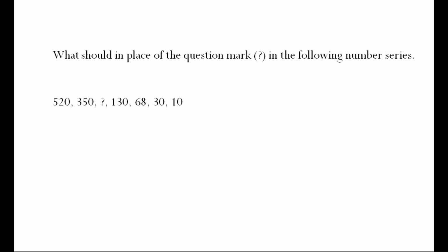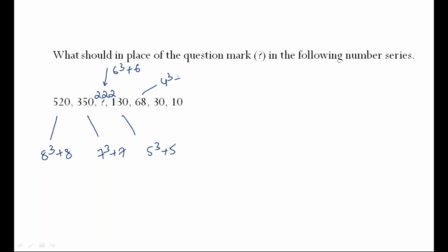Again, ending with more number of zeros, is it? This is 8 cube plus 8, 7 cube plus 7. Here we'll get triple 2, a fancy number like triple R, right? 6 cube plus 6, 5 cube plus 5, is it? 4 cube plus 4, and here 3 cube plus 3, and this is 2 cube plus 2, right?